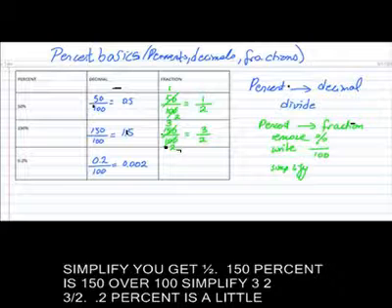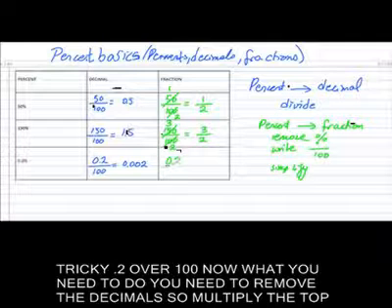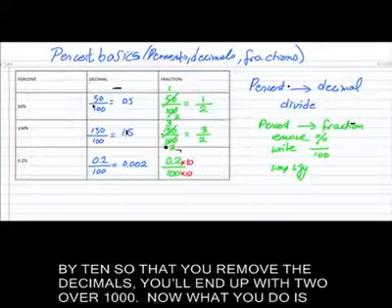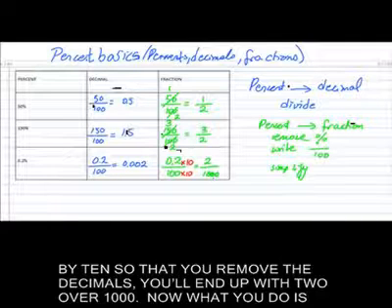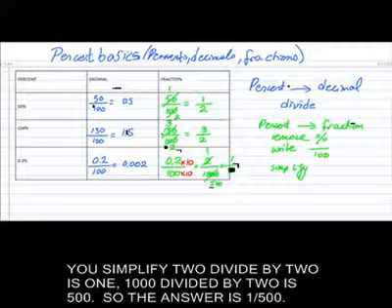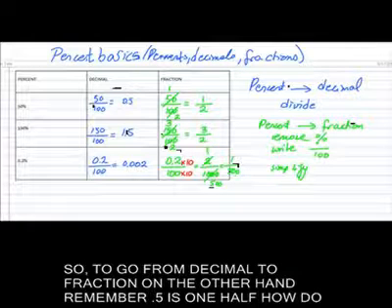0.2% is a little bit tricky. 0.2 over 100. Now what you need to do is remove the decimals. So multiply the top and bottom by 10 so that you remove the decimals. You'll end up with 2 over 1,000. Now you simplify. 2 divided by 2 is 1. 1,000 divided by 2 is 500. So the answer is 1 over 500.